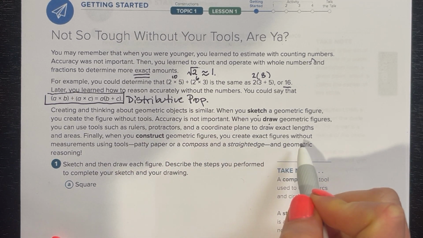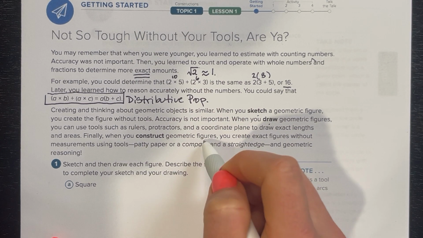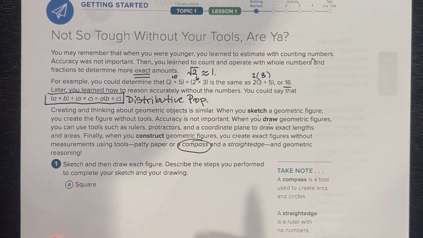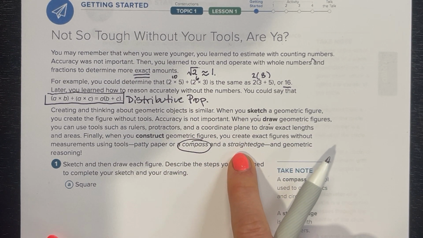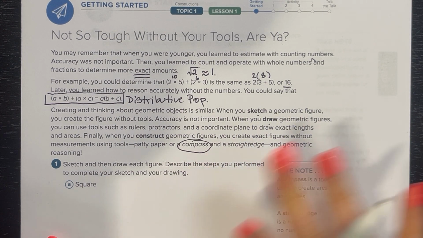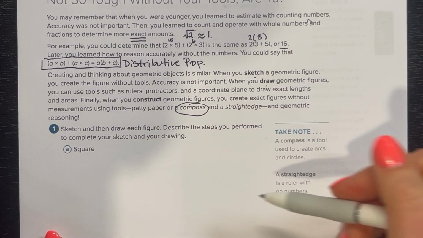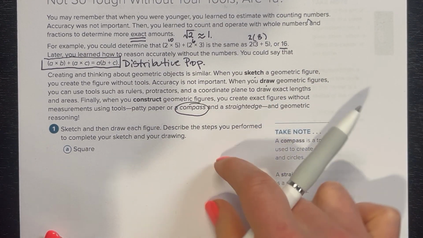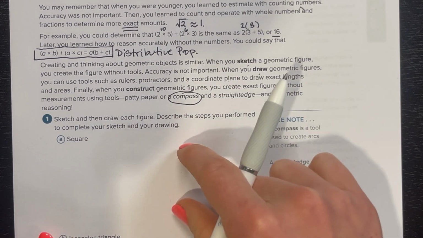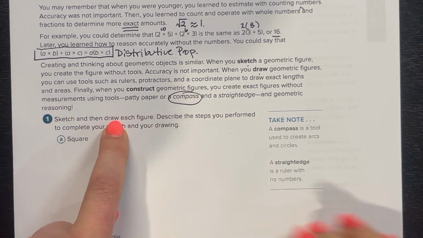You can create exact figures without using those tools. Those geometric tools are called a compass, and a straight edge, if you have one of those too. A compass can draw something without measuring and making sure, for example, that the square has all 4 congruent sides. You don't have to measure them out.